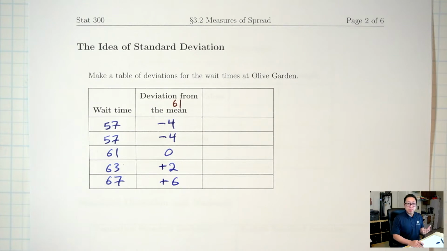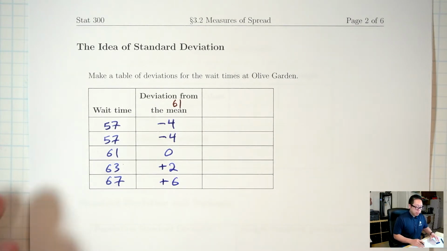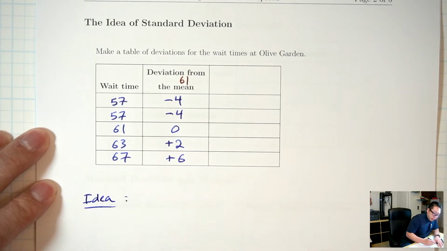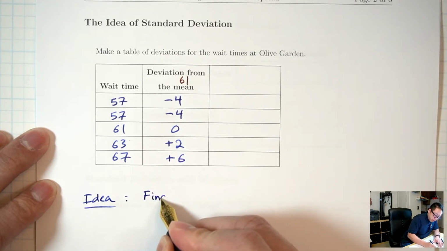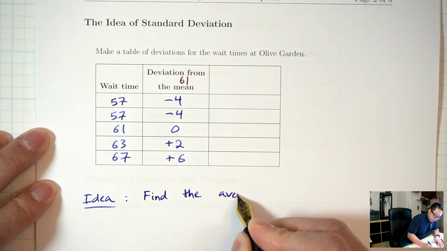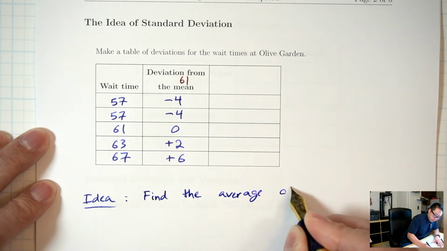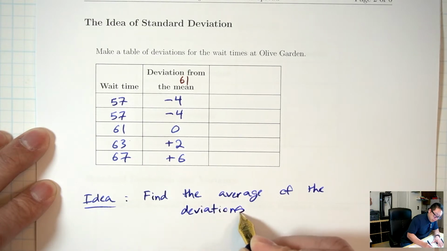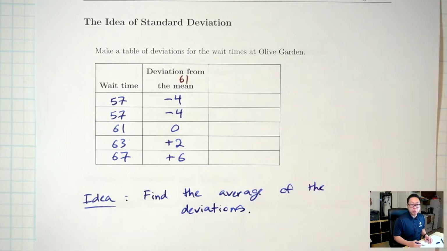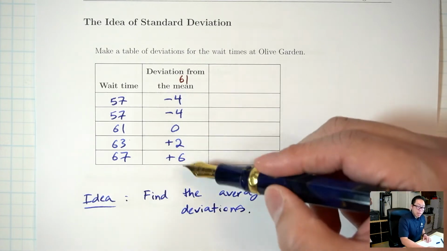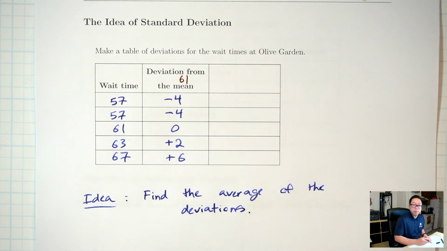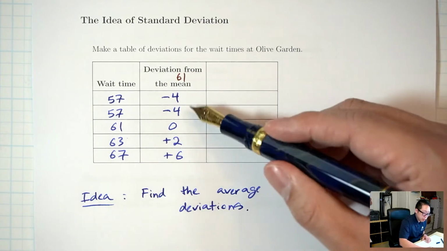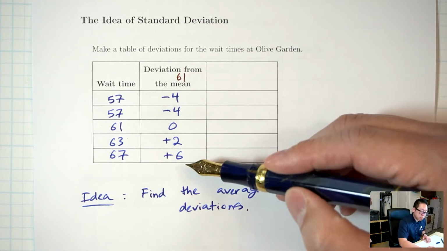Okay, so we have the deviations from the mean. Now, the idea behind standard deviation is that I want to find the average of the deviations. So I would like to find the average of these deviations, which means to do what? Add them up and then divide by 5. But what's the problem here? What do you get when you add these up? What do you always get when you add up the deviations from the mean?